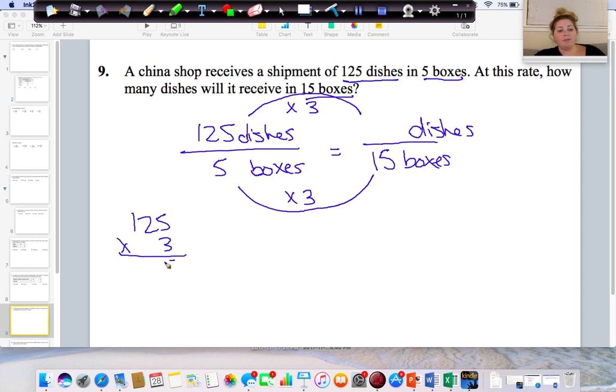5 times 3 gives me 15. 3 times 2 gives me 6, plus 1 is 7. 3 times 1 is 3. So that's 375 dishes.